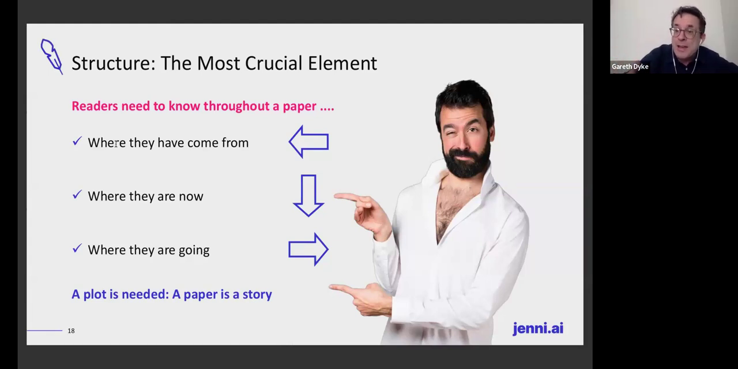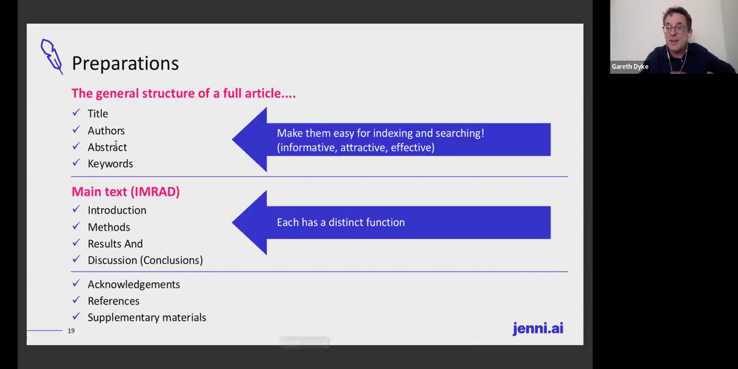Message, the takeaway, the audience, that's your journal selection. And from that comes the structure of the writing. Very important to have thought this through before you begin to write. Readers need to know where they've come from, where they are now, and where they're going. It's like reading a detective story or watching a movie. You need a plot, a structure for your academic writing.